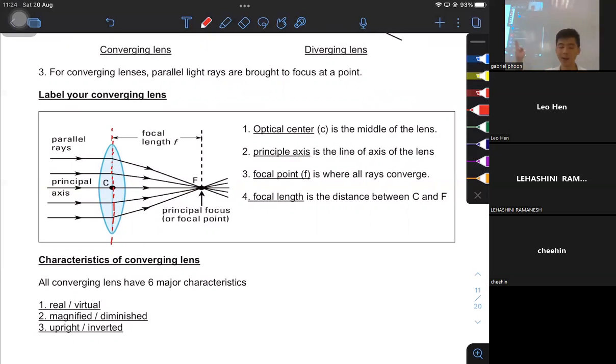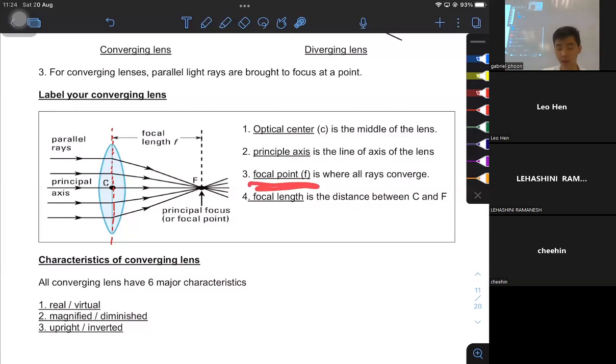From here, you're supposed to understand that the principal axis cuts it horizontally and the normal cuts it vertically. Wherever this middle is, guys, this is what we call the optical center. As the name suggests, it is basically the center of the optical object, exactly the middle of the lens here. The next thing is the principal axis, the line of axis of the lens. In short, it basically cuts the lens into half.